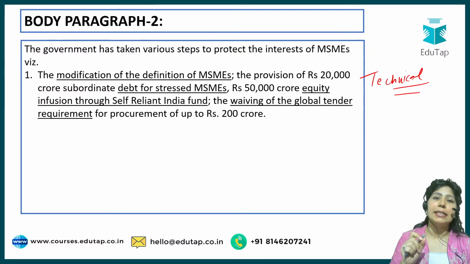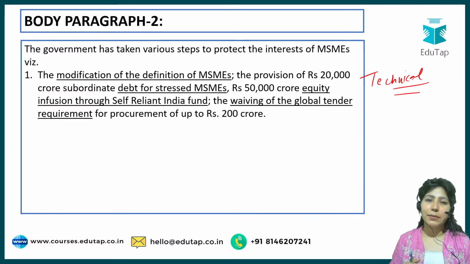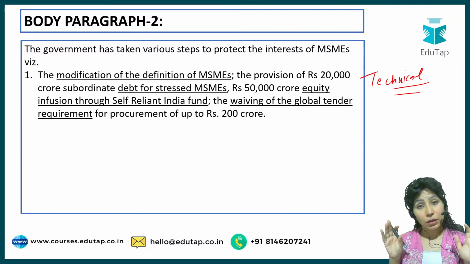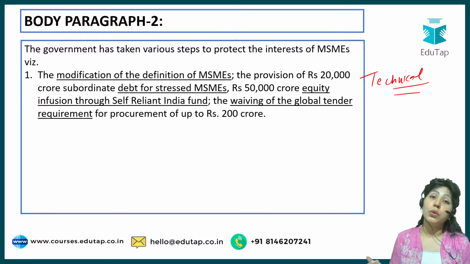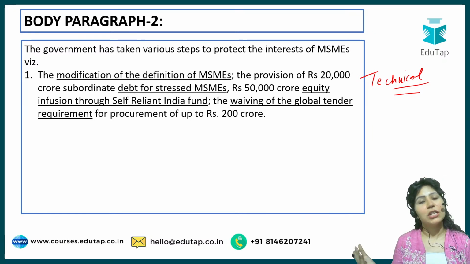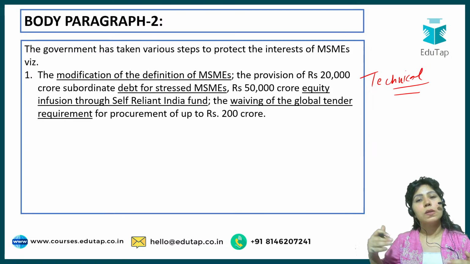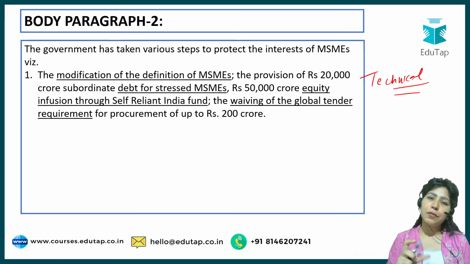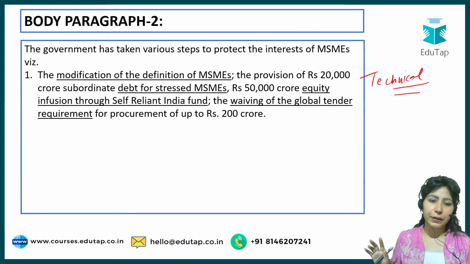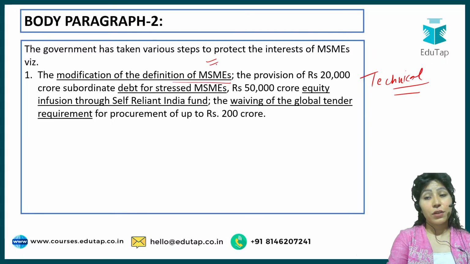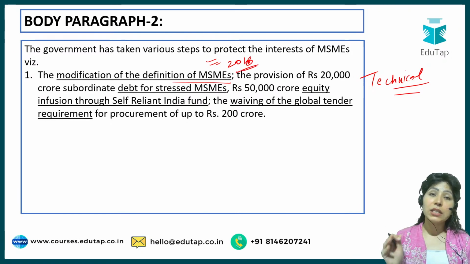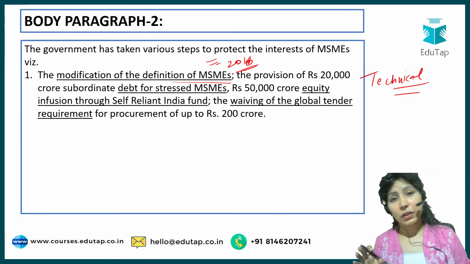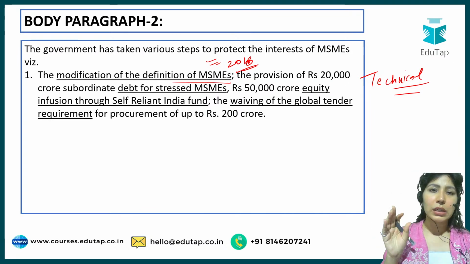MSMEs, they have to pay very less taxes as compared to corporates out there. So these MSMEs, they were happy in staying as medium and small scale enterprises only. So they were not growing beyond a certain point. So what the government did, the government changed the definition of MSMEs. Now they can grow beyond a certain limit to a very high level, and with the same tax benefits as they were getting earlier. So the modification of definition of MSMEs, this has been in use since 2016, and it is very important. Okay, so whenever such questions come up, just include this as a point.